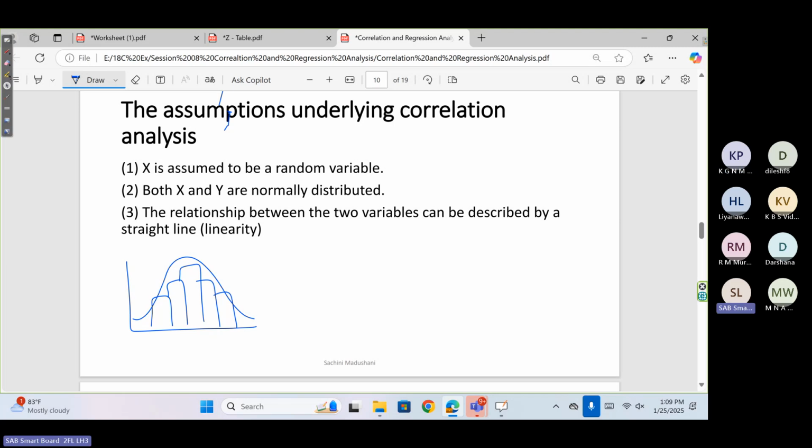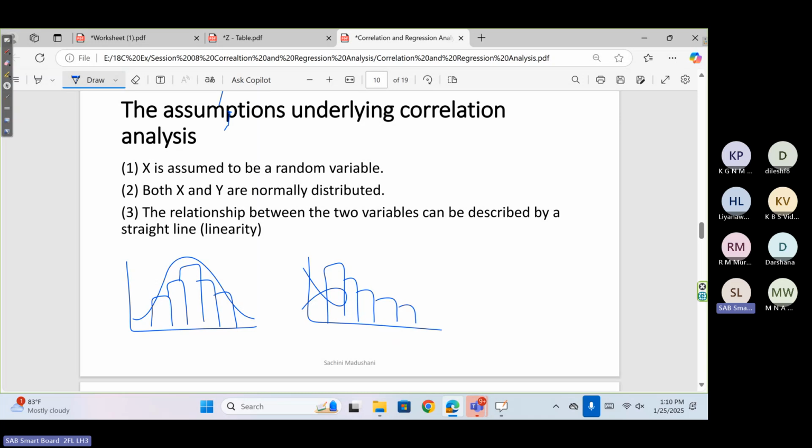Then we take another example. Here, what happens? It is not normally distributed. In the normal distribution curve, the middle point is the highest point, the peak. Then both sides, both directions should be equal. Here this is not normally distributed. When we take the histogram, we can identify whether each variable is normally distributed or not.